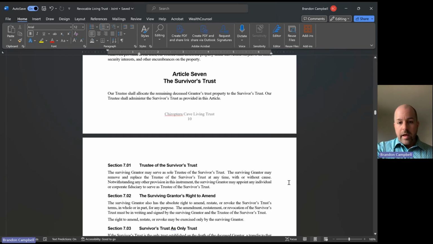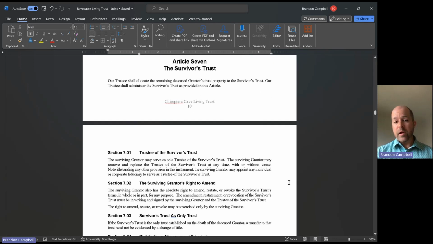Now, in every trust where we're going to have a married couple, we have a concept of how we're going to leave things to each other. This could differ in your specific trust based on your specific plans. We typically have two types of ways that we leave things to each other. One is called a survivor's trust. This is the most common form that we're going to use.